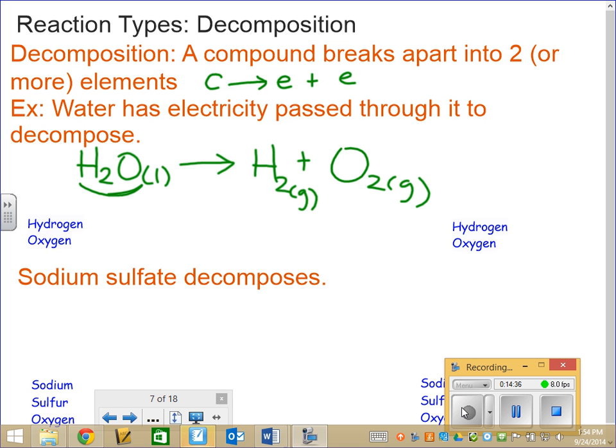Now I balance. I notice that I have 2 oxygens and 2 hydrogens here, 2 hydrogens and only 1 oxygen there. So my first step is to balance oxygen. This big number 2 tells me to multiply both of those by 2. It balances oxygen, but now it added some more hydrogen, so I have to do the same thing to hydrogen on the other side. That would be the balanced decomposition reaction for water.